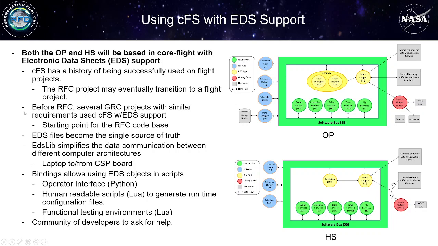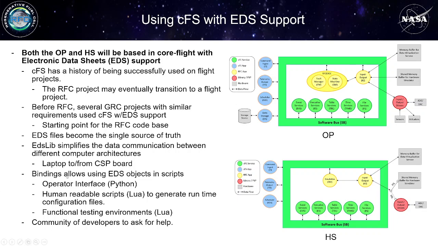So it certainly makes life a lot easier when making updates to the software. The EDS Lib API functions simplify data communication between the different computer architectures. So in our case, our laptop computers running the operator interface and the CSP board, they both have different architectures, but they both use the same API function calls to convert between the packed data structures and native data structures. So that just makes communication very easy.